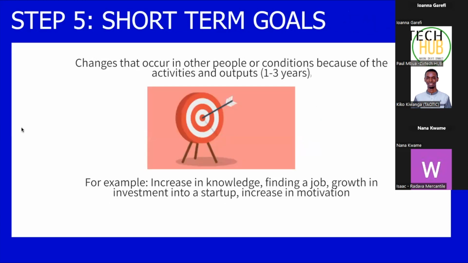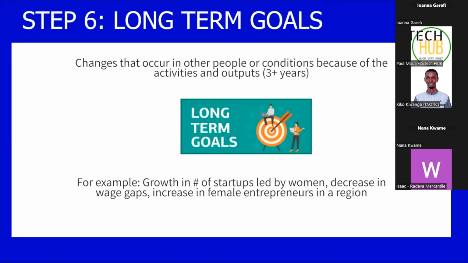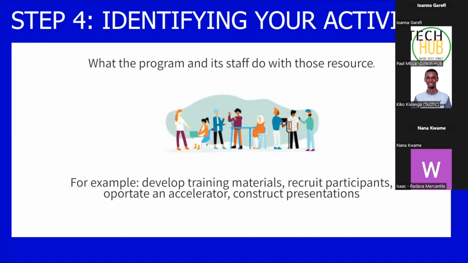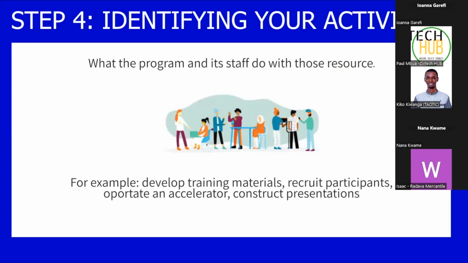Step 5, and this is where it starts to be, oh, I see that there is a slide missing here. I'm sorry, we'll fix it before we send it to you. I apologize because there's another step. There's a very important step between the activities and the short-term outcome, and that's your outputs.